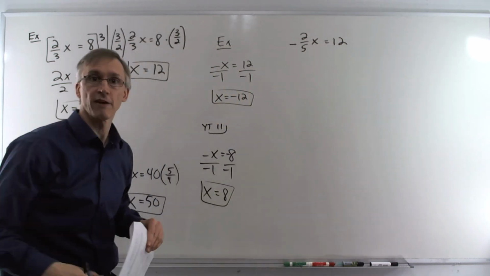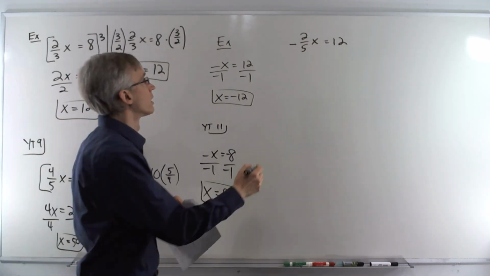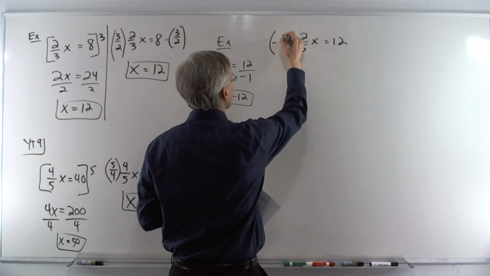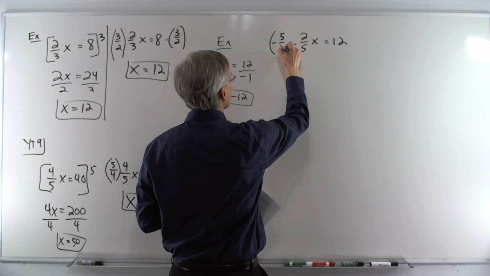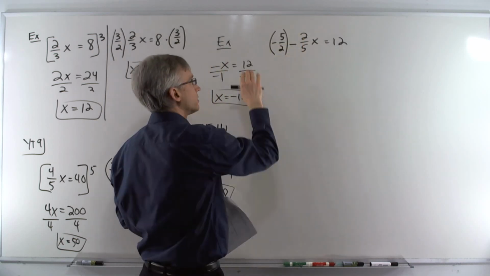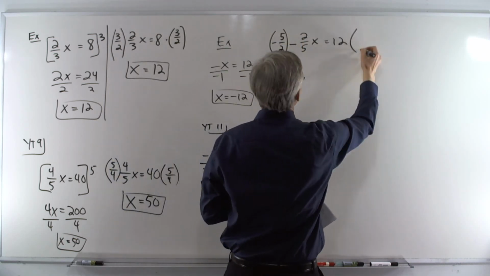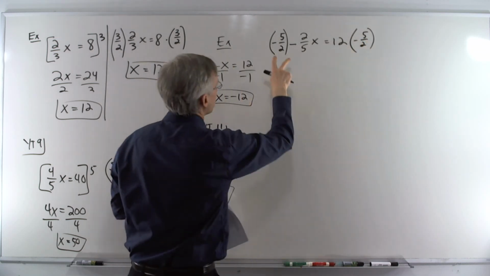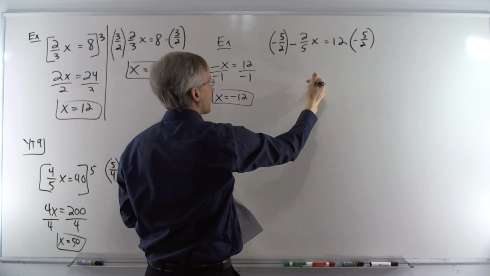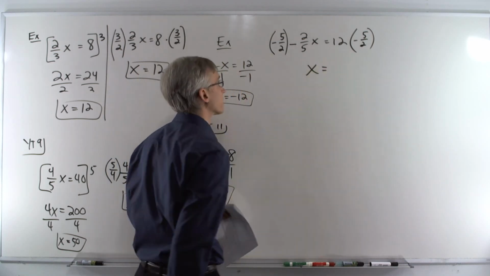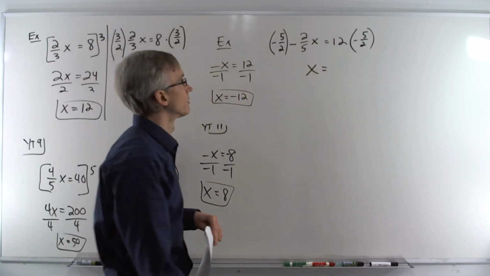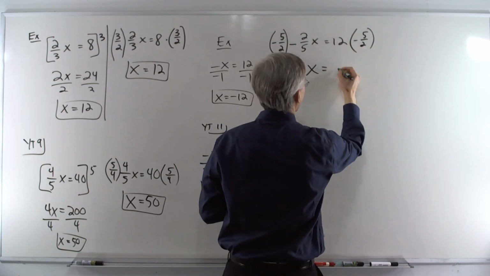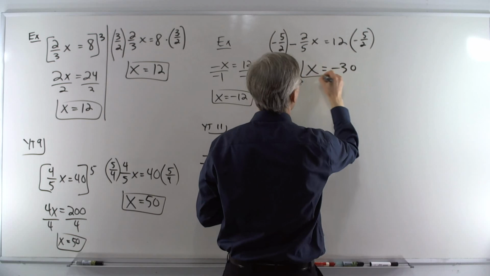Next up, we've got a fractional coefficient that's negative. So we're multiplying by the reciprocal. Make sure you make that negative. We want the negatives to cancel too, not just the fractions. So over here, we're going to multiply by -5/2. All right, negatives cancel, 2's cancel, 5's cancel, everything's gone except the x on the left. On the right, we got 12 divided by 2 is 6, times 5 is 30. So we got -30 for our answer.